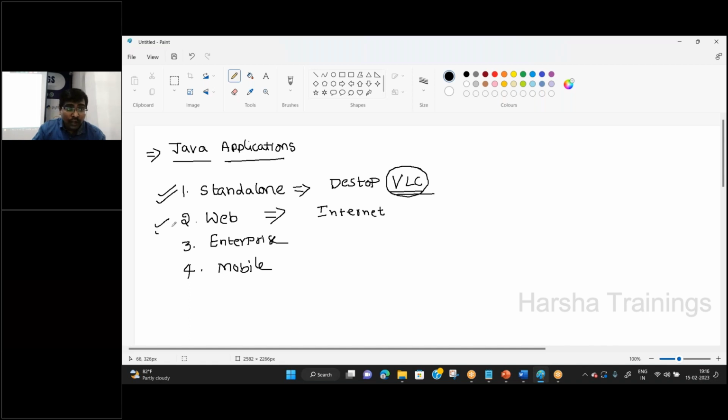Now, third one, enterprise application. You know that the term enterprise means an organization. So, the main important thing is banking application. Here, understand. You may assume that banking also comes under web. That is different. For example, assume some HDFC bank. HDFC bank has approximately 100 branches in Hyderabad. General example: HDFC has 100 branches in Hyderabad.